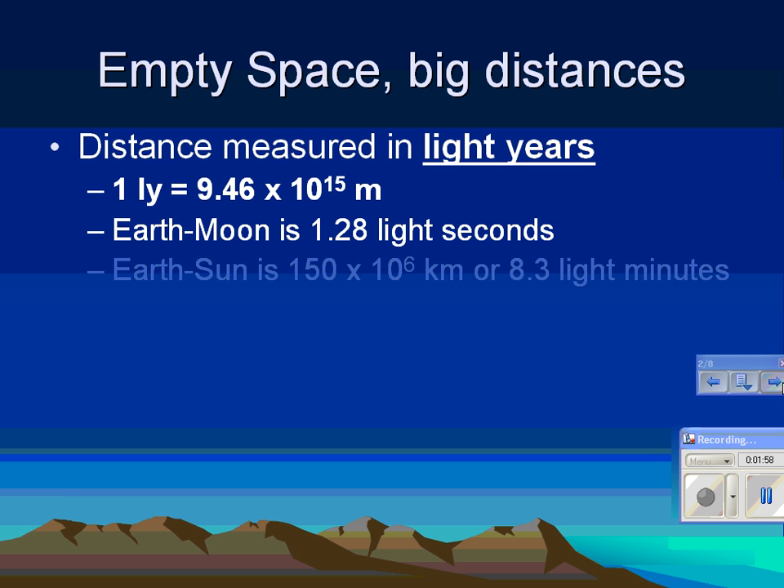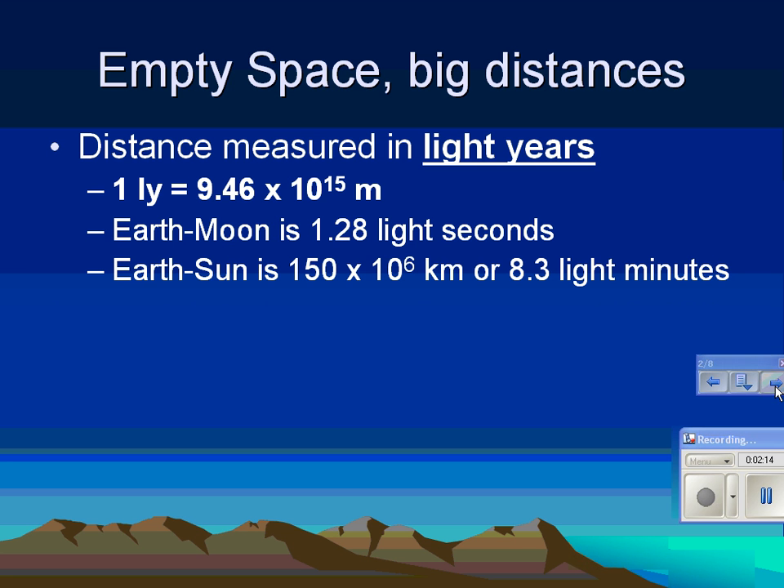Okay, so the Earth-Sun distance is about 8 light minutes. It takes a little bit more than 8 minutes for light to get to us from the sun, which is about 150 million kilometers or 93 million miles. Again, just kind of some things to think about.